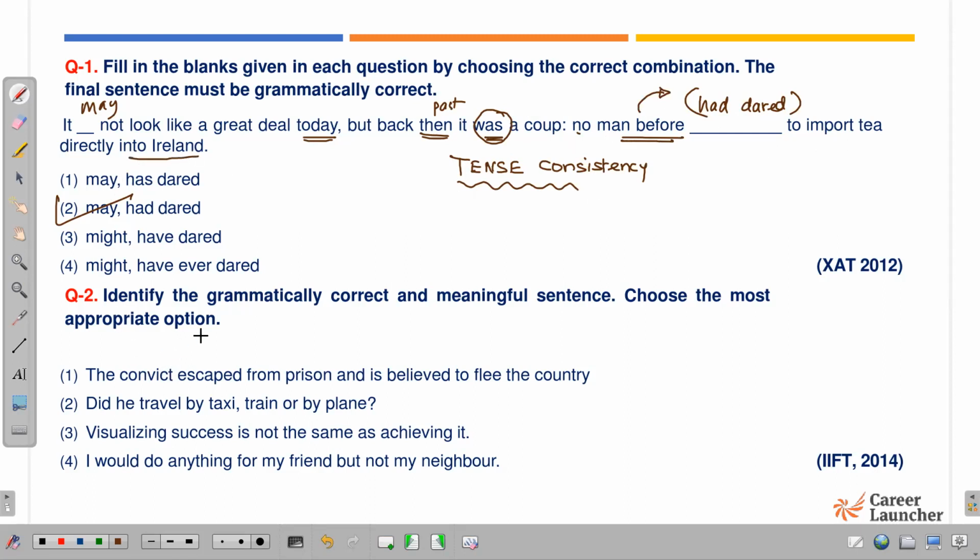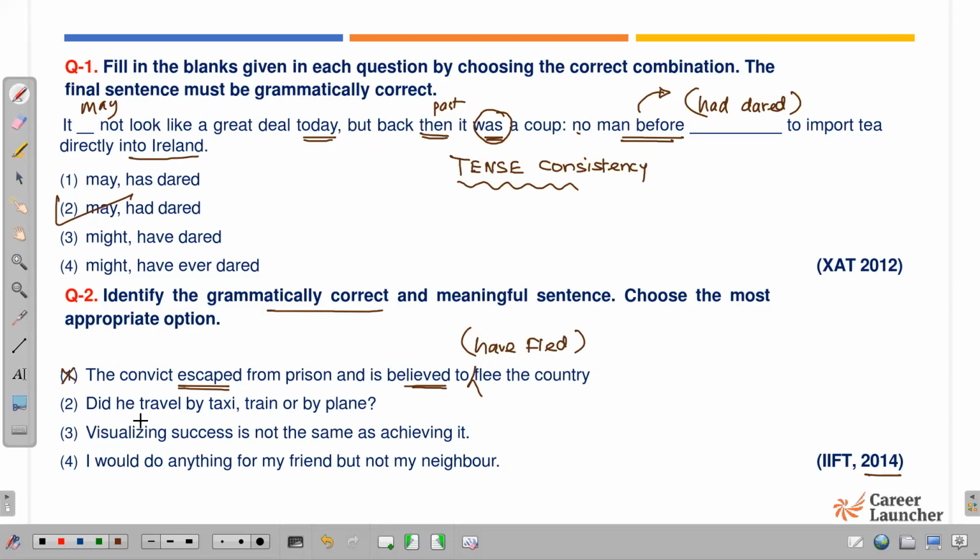Okay, let's look at the second question. Identify the grammatically correct and meaningful sentence. So we have to identify the correct one. The convict escaped from the prison and is believed to flee the country. Prima facie, it looks clean. This is an IFT 2014 question. But escaped, and it is believed, again, to have fled the country. So this is grammatically wrong.